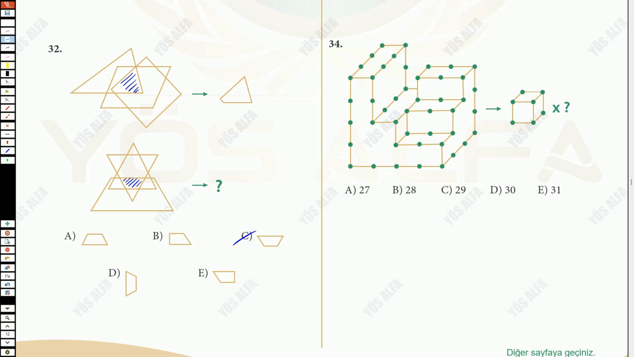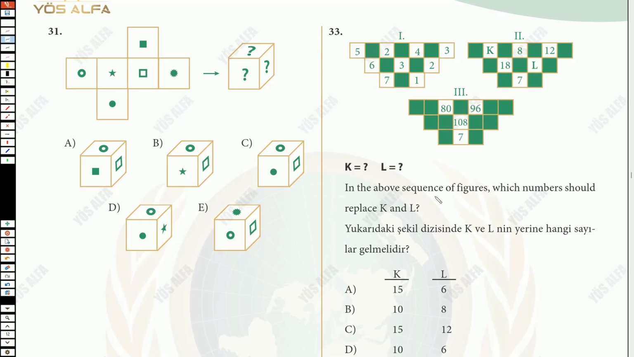So it's C. Number 33. In the above sequence of figures, which number should replace K and L? So there is a sequence in the figure, so we need to find that sequence.